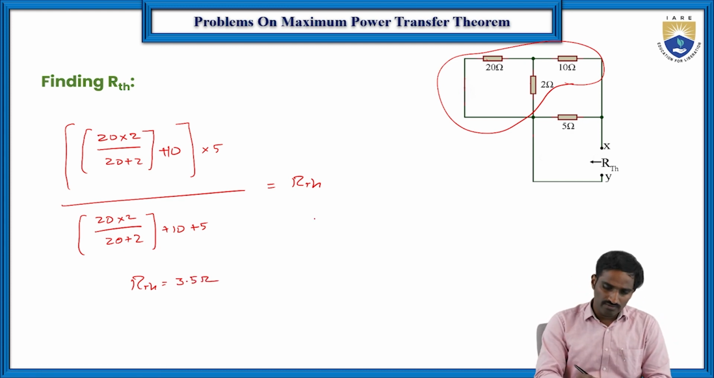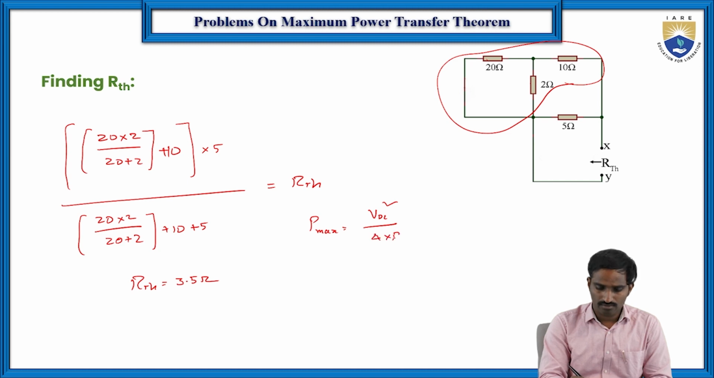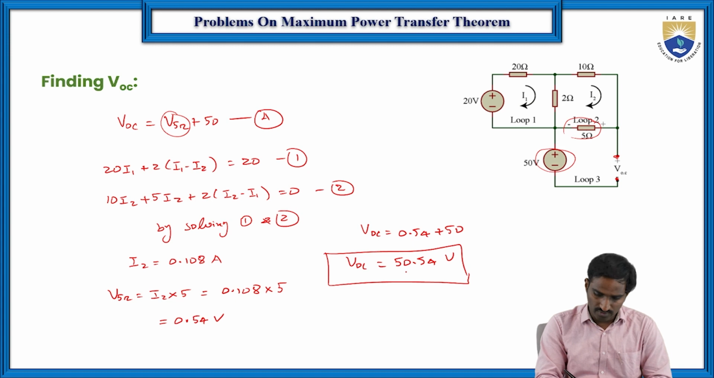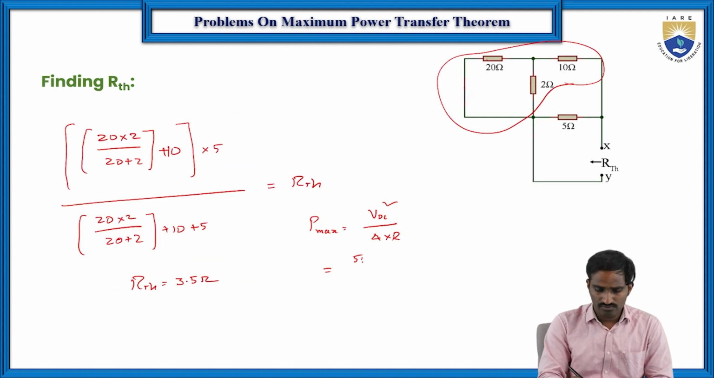Right? Then again find the P maximum. P maximum is equal to VOC square by 4 into R. The value of VOC that we got is 50.54. So 50.54 squared by 4 into 3.5, where the R value is 3.5. Then we will finally get the value 182.44 watts. This is the P maximum.